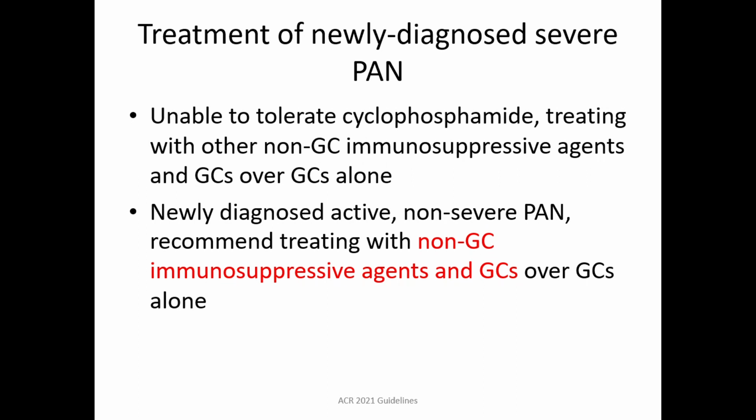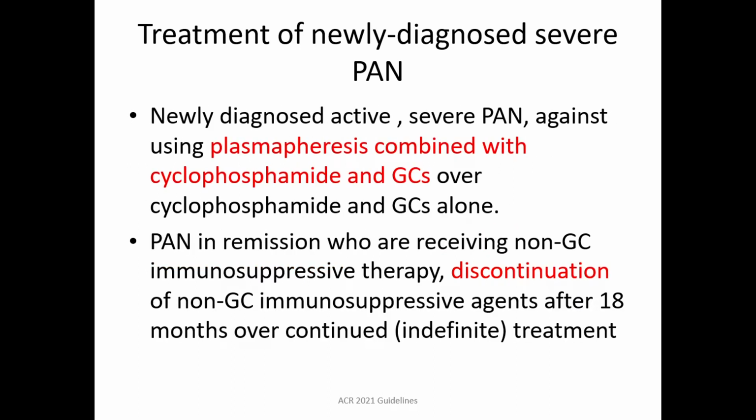For patients who are unable to tolerate cyclophosphamide, treating with other non-glucocorticoid immunosuppressive agents and glucocorticoids, or glucocorticoids alone, is preferred or recommended. For newly diagnosed active non-severe polyarteritis nodosa, they recommend treating with non-glucocorticoid immunosuppressive agents and glucocorticoids, so basically a combination of glucocorticoids and further immunosuppression is recommended instead of glucocorticoid alone.